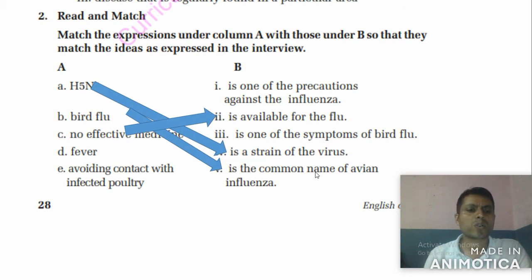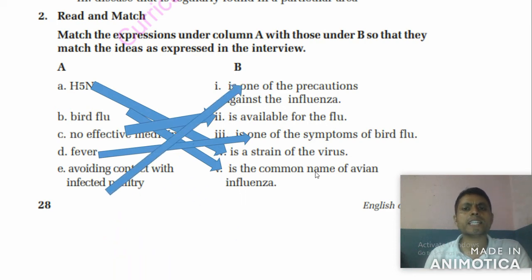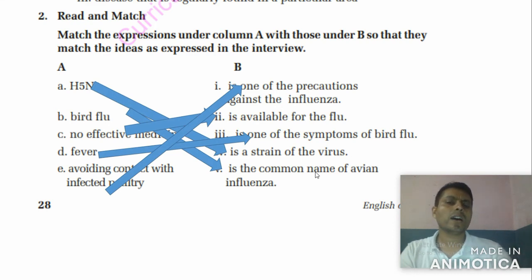Now look at number D. Fever. Look here. It is one of the symptoms of bird flu. Then now look at number E. Avoiding contact with infected poultry is one of the precautions against the influenza. Got it? So this is how we can match the expressions under column A with those under B.